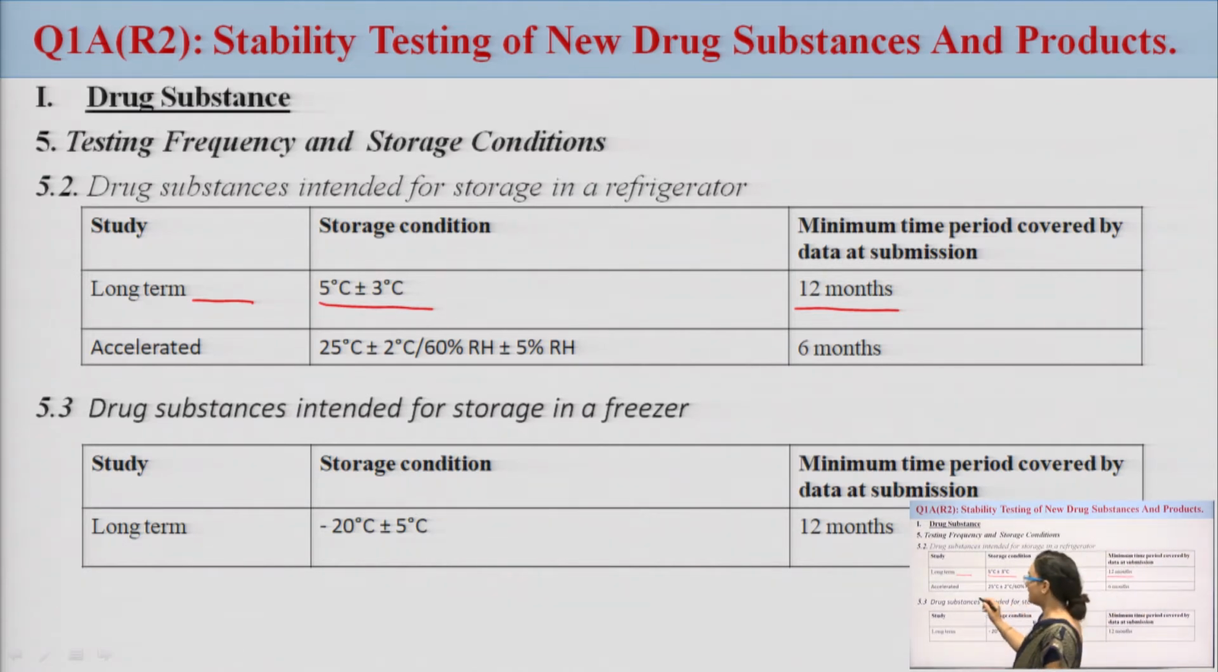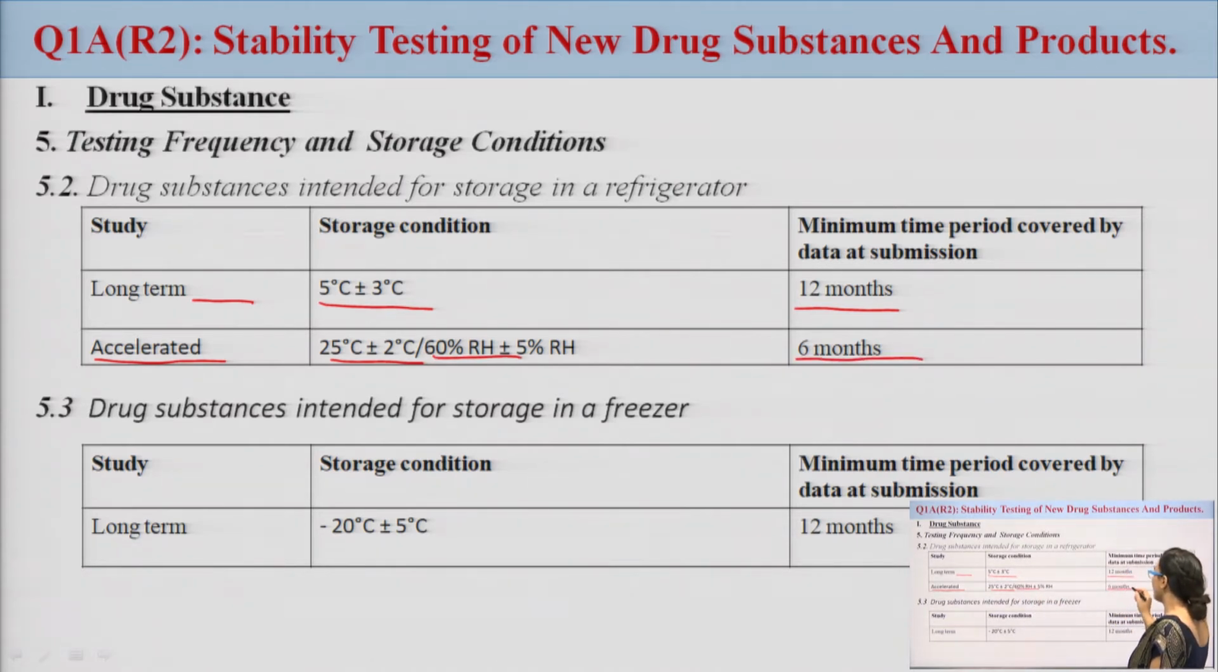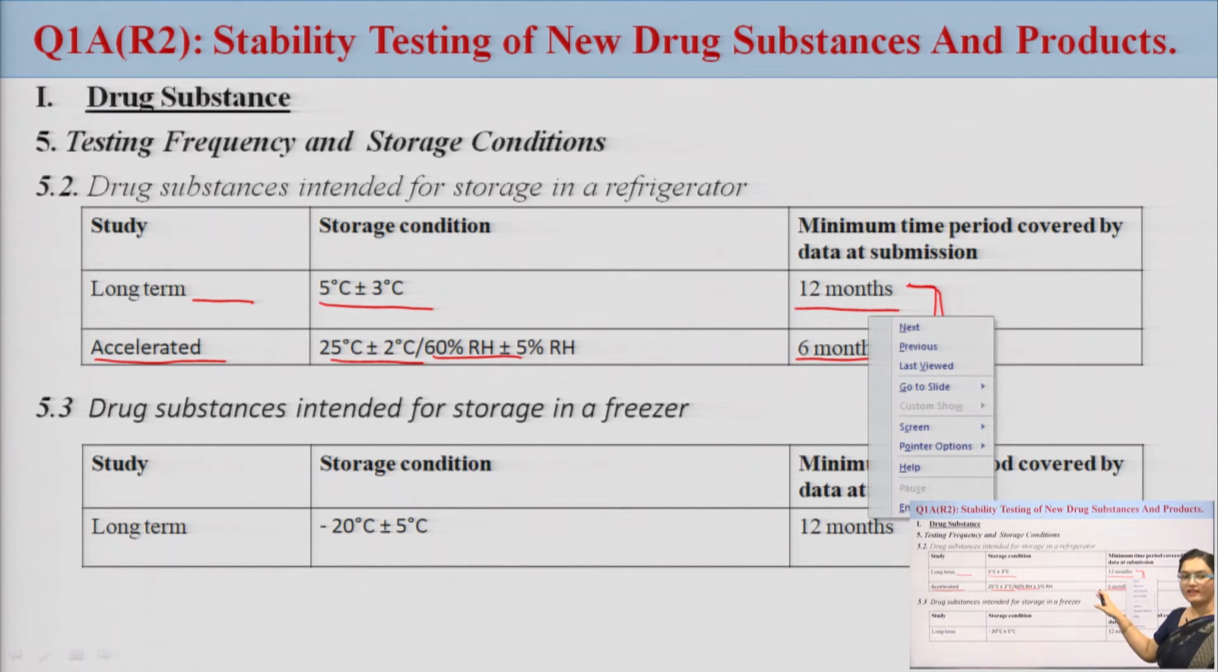Next is accelerated study. Accelerated study is generally performed on 25 degrees Celsius temperature. Again 2 degrees Celsius variation is allowed, and 60% relative humidity. This study is generally conducted for 6 months. That means for long term study we need 12-month data, and for accelerated study we need 6-month data.